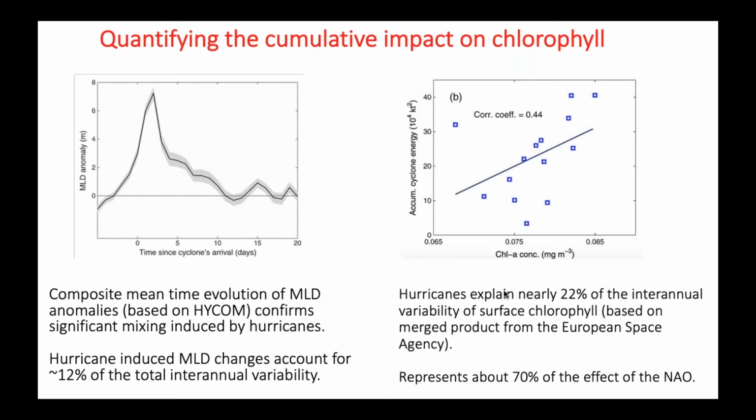Now, to put this into context, this represents about 70% of the effect of the North Atlantic Oscillation, or the NAO, which is well known to have significant impacts on chlorophyll in this region. So that underlines the significant role of hurricanes in chlorophyll in this region.